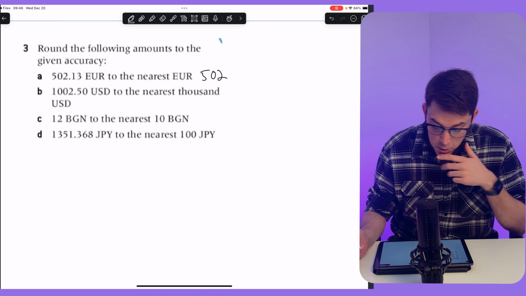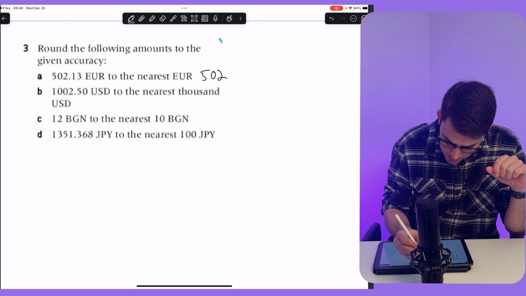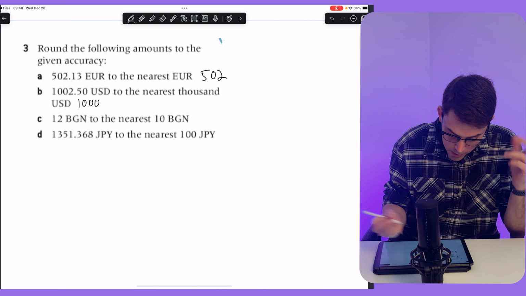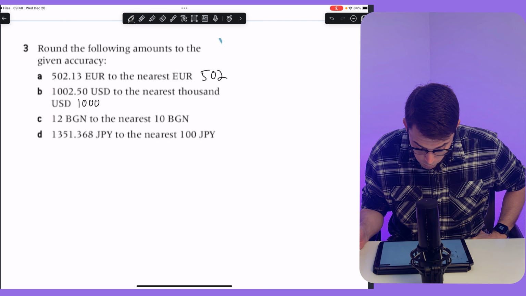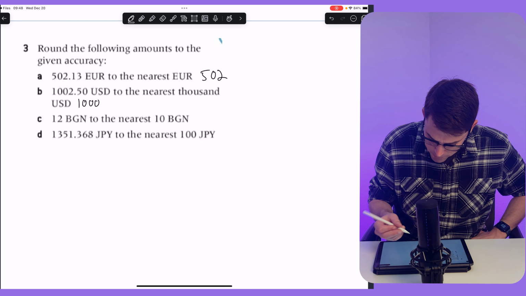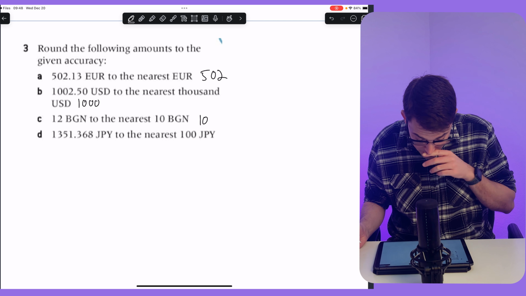So I have 1,002.5 US dollars, and let's round to the nearest thousand. That's just going to give us 1,000. 1,002 rounds down to 1,000. So I have 12 BGN rounded to the nearest 10. Well, since I have this 2 here and I round to the nearest 10, my total would just be 10.